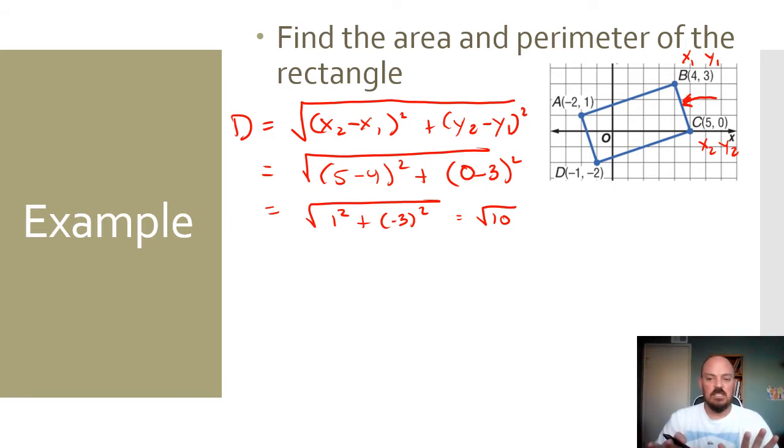Now, I'm not going to put it as a decimal. I'm going to leave it as the square root of 10 for now. What I'm going to do instead is I'm going to now find the bottom.